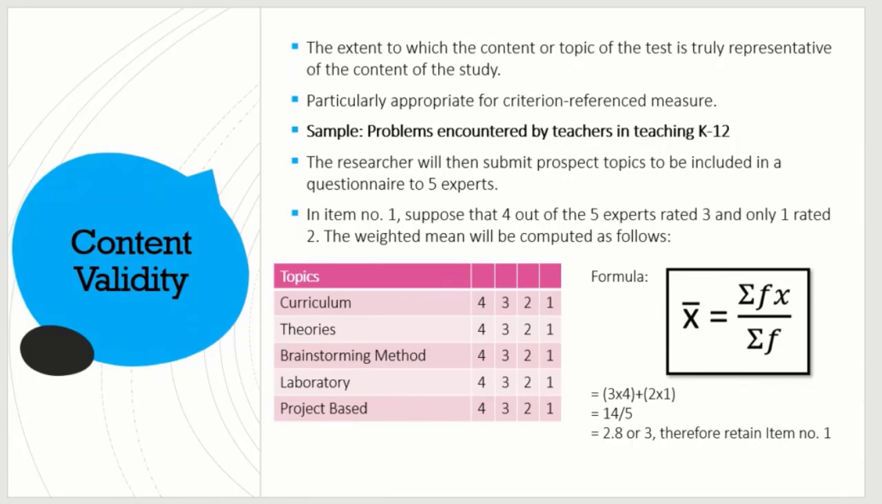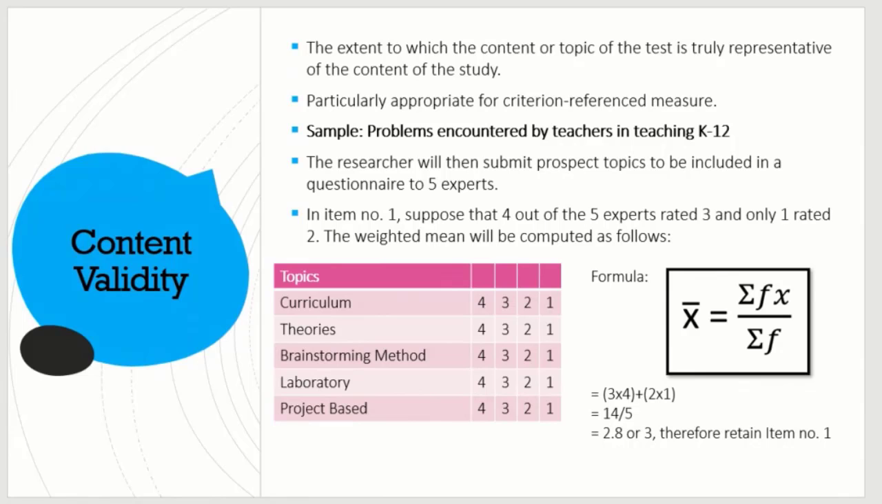Since 3 ang girate ng 4 na judges or na experts, then you will multiply 4 experts times 3, which is the rate na pinili nila. And then you will add that to 1 expert rating number 2 on the scale. So 3 times 4 is 12 plus 2 times 1 is 2. So 14. You have to divide it by the number of frequency, which is 5 experts. So 14 divided by 5. Ang sagot dyan is 2.8 or 3. Therefore, you have to retain item number 1 kasi lampas siya ng 3.